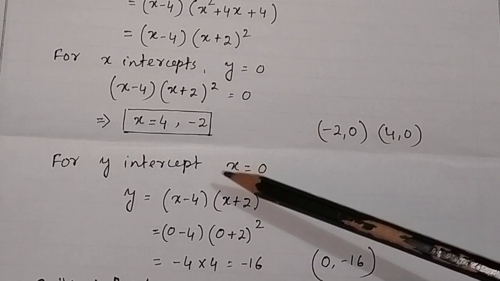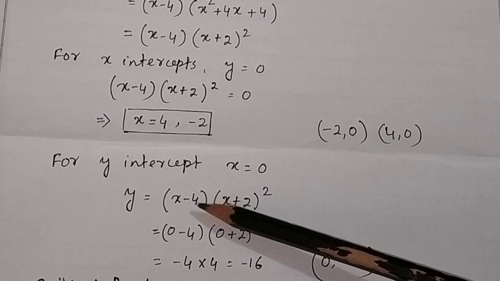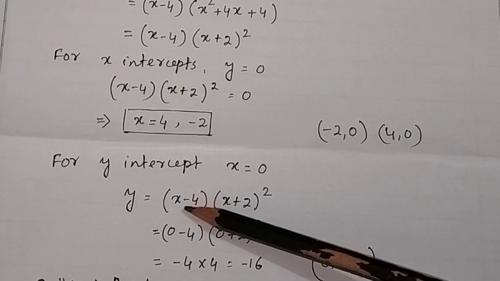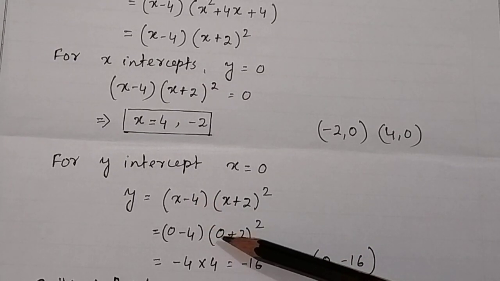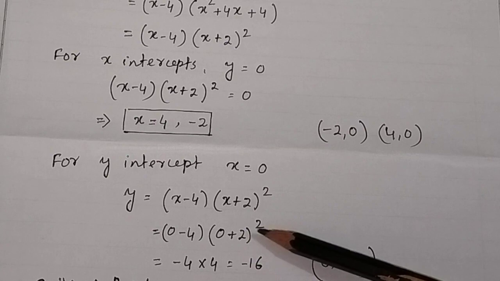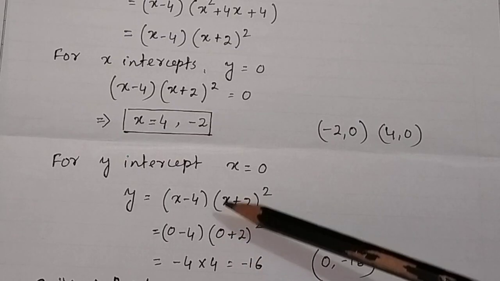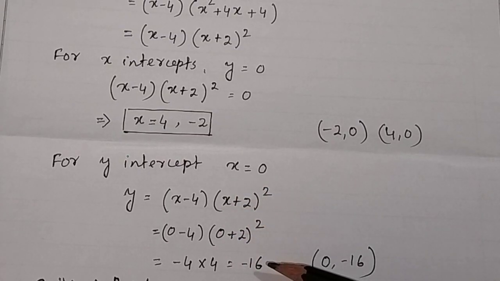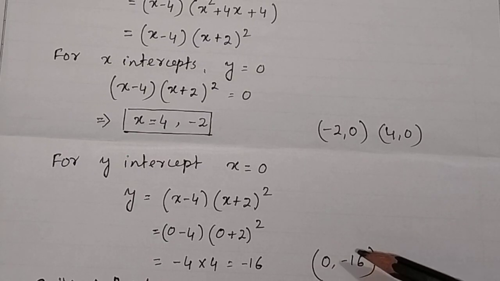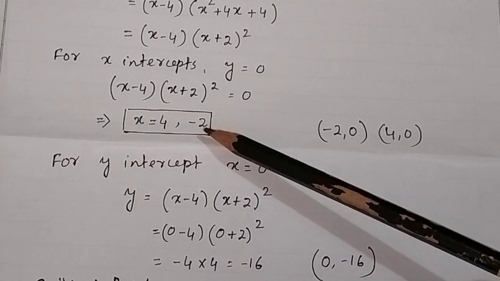So in the equation y equal to x minus 4 into x plus 2 whole square, you put x equal to 0 here. So 0 minus 4 into 0 plus 2 whole square. So this will be equal to minus 4 into 2 square, that is equal to 4. So 4 into 4, 16. So minus 16. So for y intercept you have minus 16. So y intercept is 0 and minus 16, and the x intercept is 4 and minus 2.